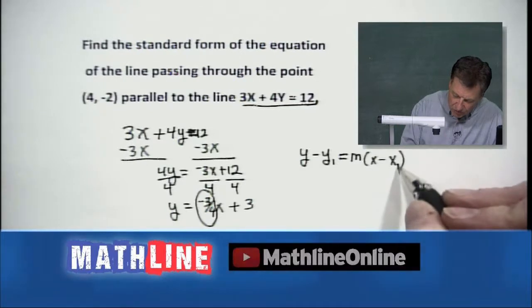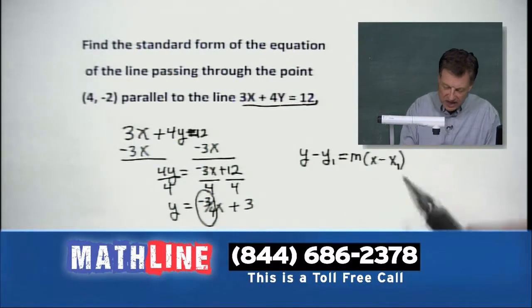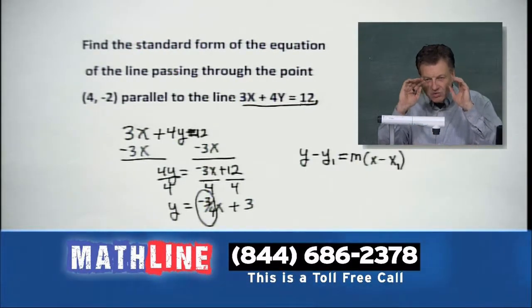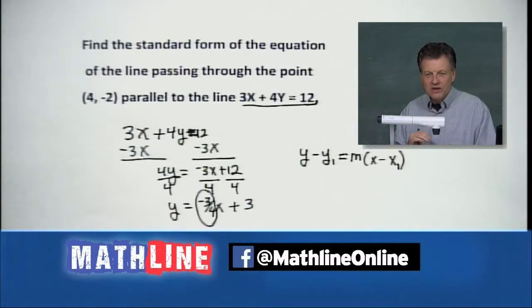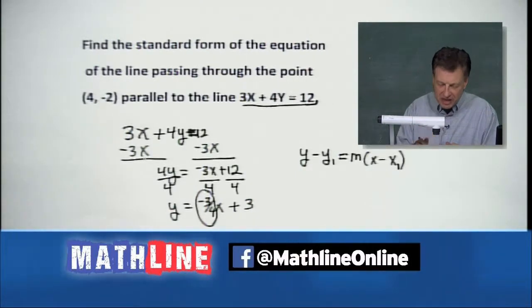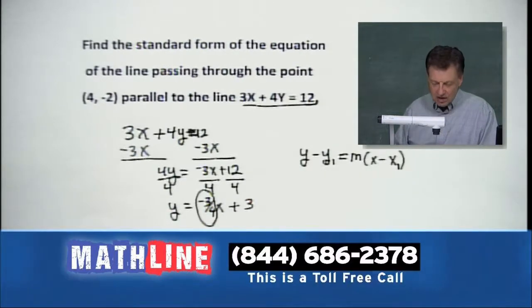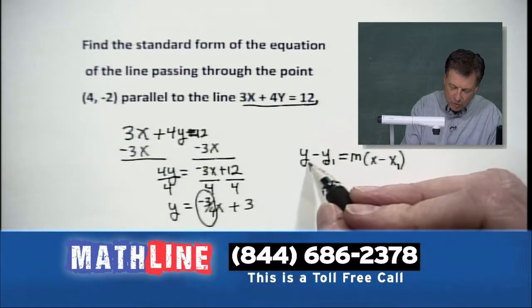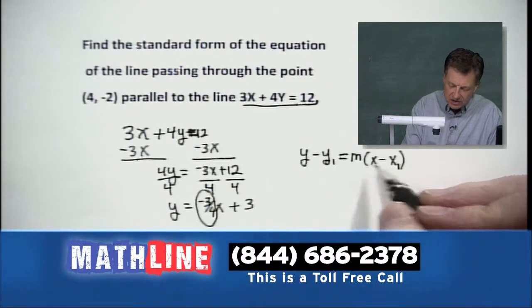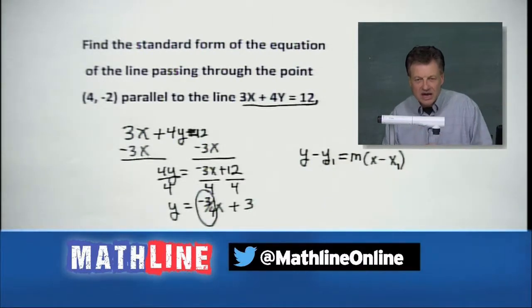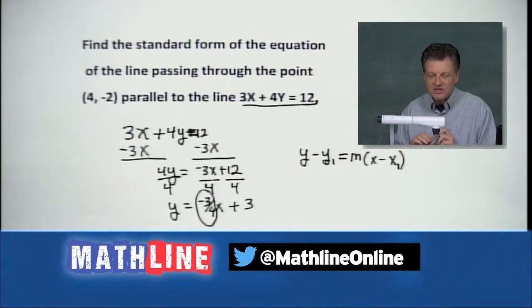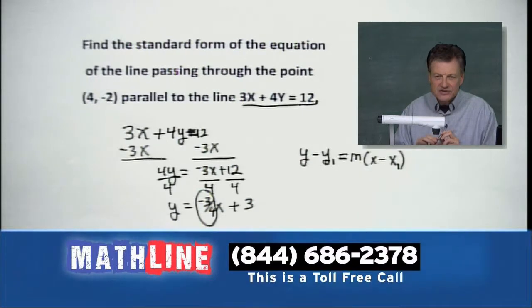And folks, a lot of people wonder, where did that come from? Well, it basically came from the fact that if we have slope equaling rise over run, and we put a 1 underneath that slope, that m, and we cross multiply, this is what we come up with. The only exception is that instead of y2 and x2, we just call it y and x. It's called the point-slope formula, and it's a nice way to get through these problems rather quickly.